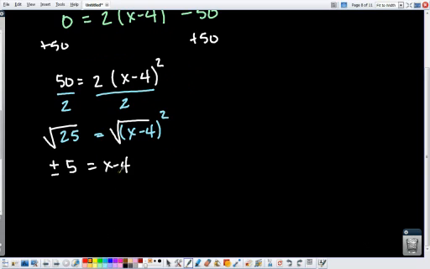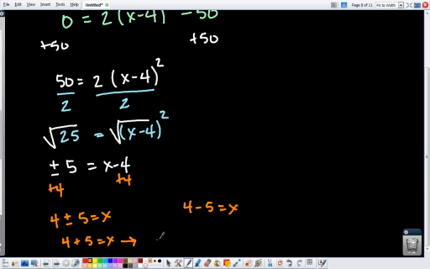So now I'm going to add 4 to both sides. So I have 4 plus or minus 5 equals x. So let's go ahead and look at this. So I have 4 plus 5 equals x. I also have 4 minus 5 equals x.